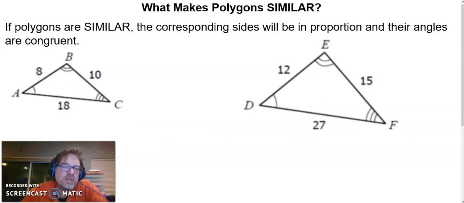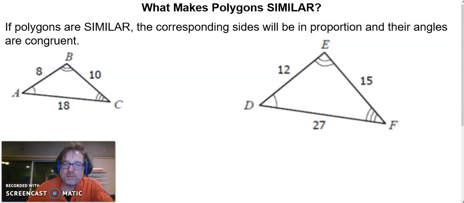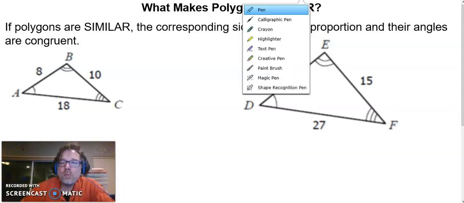So what makes these polygons similar? Okay, these are two similar triangles. For polygons, any polygon, triangles, rectangles, squares, trapezoids, pentagons, hexagons, I don't care, we need two things to happen. We need the corresponding sides to be in proportion, and the angles of the one shape have to be congruent to the angles of the second shape. So what I mean by the sides in proportion, this is what we're talking about.